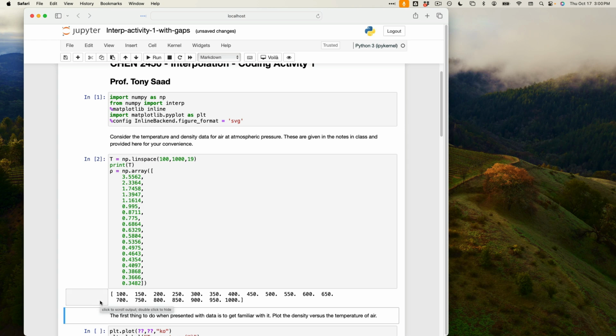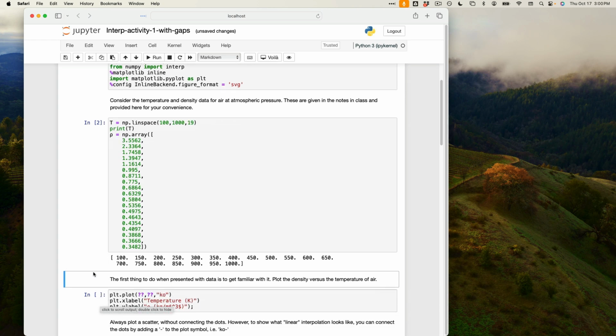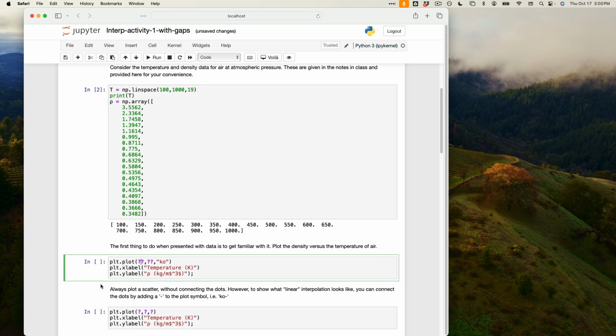The first thing to do when presented with data is to plot it, as we've always discussed, or just get familiar with it. So here, go ahead and plot the density versus temperature, because we're treating the temperature as the independent variable, and the density is our response or dependent variable. So go ahead and do that. You should see the same pattern that we saw in the slides. So this would be T on the x-axis.